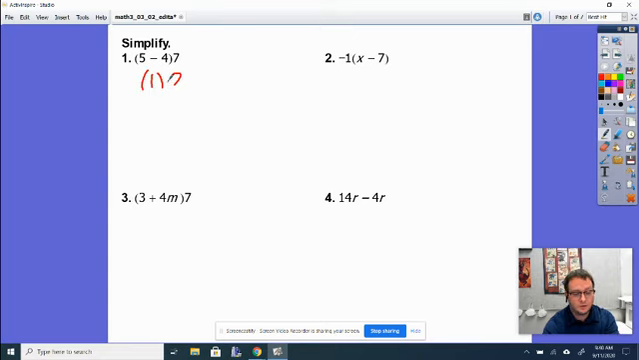And then again, there's an invisible multiplication going on here. So this is 7. Okay. Here, there's no terms to combine. But what I can do is take this negative 1 and distribute. We'll be looking at some other methods for distribution a little bit later today. Plus 7, because the negative times the negative gives me a positive.